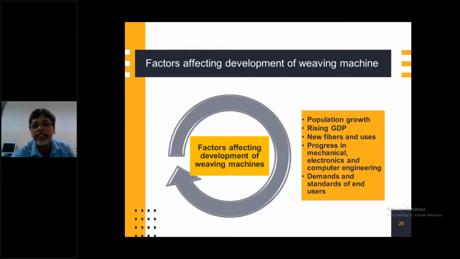So population is one, rising GDP, new fibers, for which you need a different kind of machine to handle them. There is also tremendous development in mechanical engineering, electronics, and computers. And of course, if people want it, then you have to go for it.